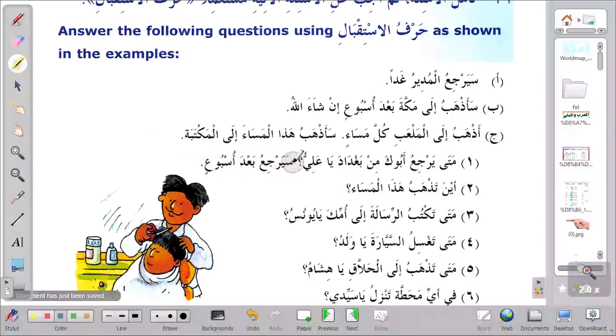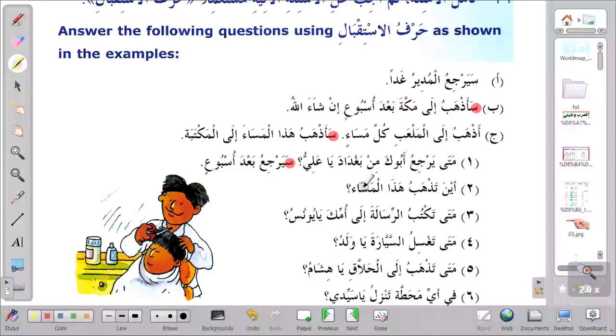Let me try to point them out. So this is it. This one. Okay. Then this one's azhabu, right? I will go. So azhabu. Okay. أين تذهب هذا المساء? Where will you go this evening?